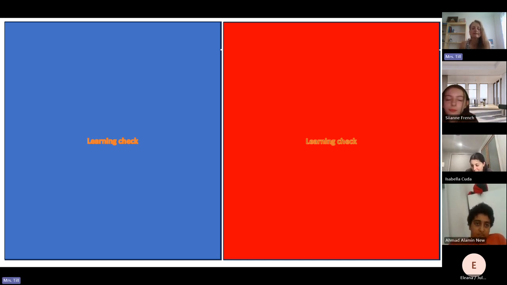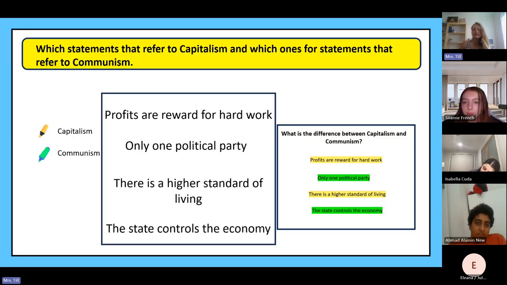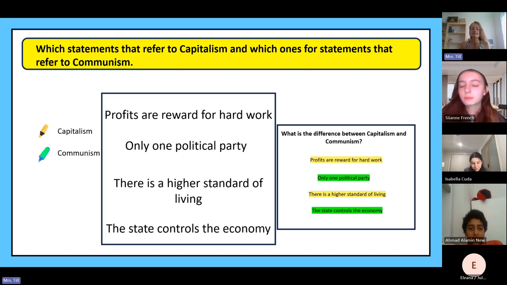We're going to have a summary to check our understanding of our two key concepts. So in the middle, we have profits, a reward for hard work, only one political party, higher standard of living, the state controls the economy. Please, can you identify which of those belong to capitalism, which of those belong to communism?